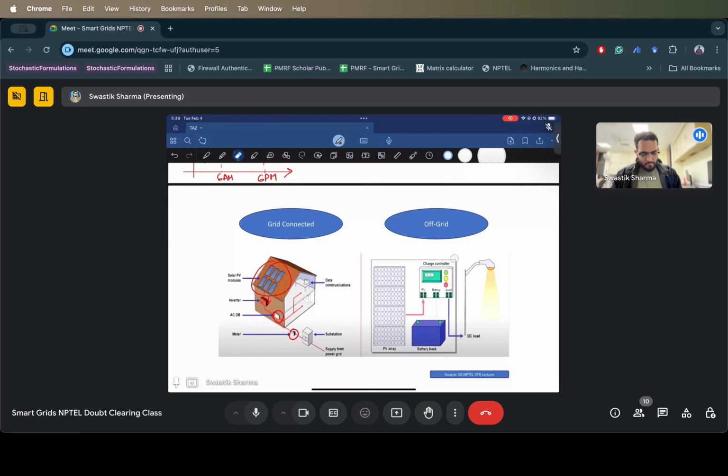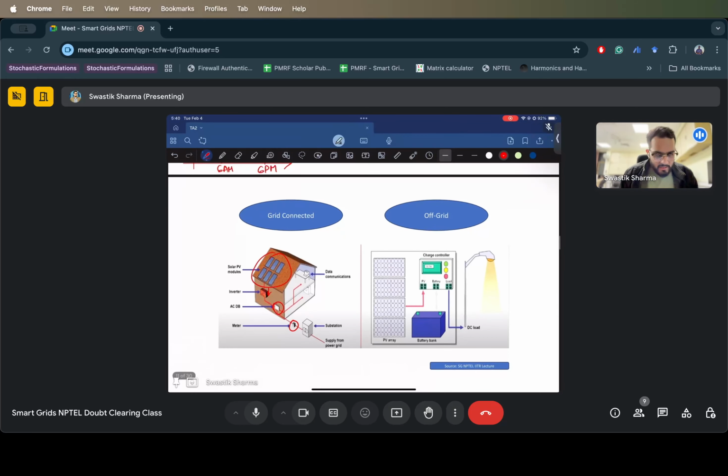Yes, but we will come to that. So this ACDB, since your PVs are now being directly connected across your substation, where the grid's power supply is coming, you don't want any fault to creep into that. So that's why you connect it to an ACDB and then you send it to that meter.